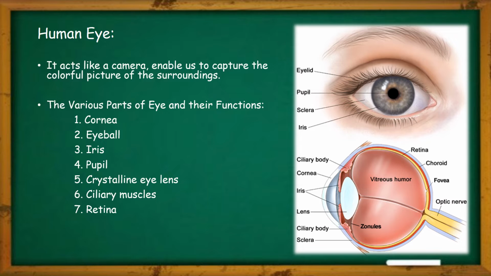So there are two types of photosensitive cells present in retina, that is rod cells and cone cells, or we are calling it rod-shaped cells and cone-shaped cells. Rod-shaped cells are responsible for the vision at low light level. They do not mediate color vision. And cone cells are active at higher light levels and are capable of color vision.